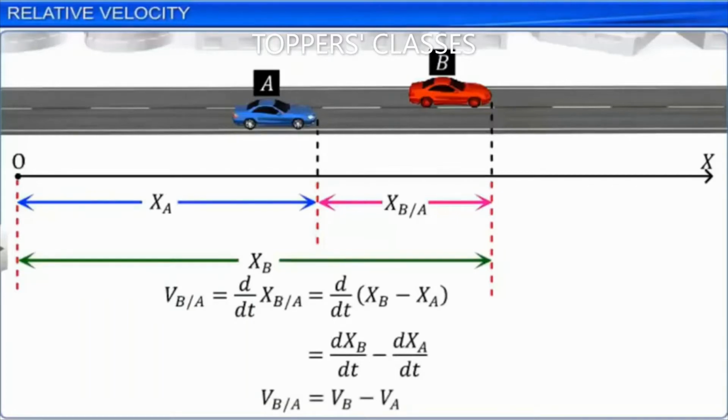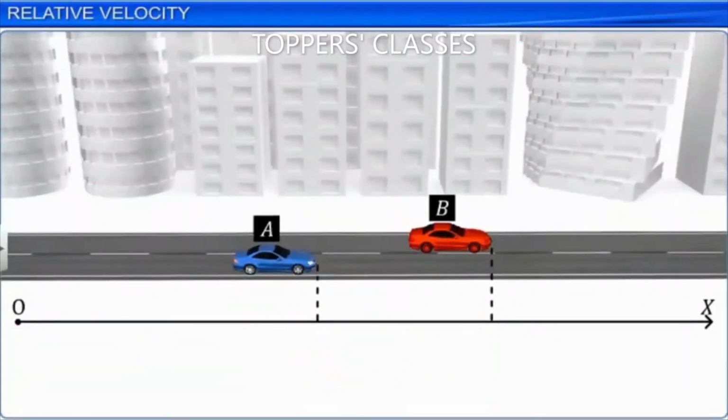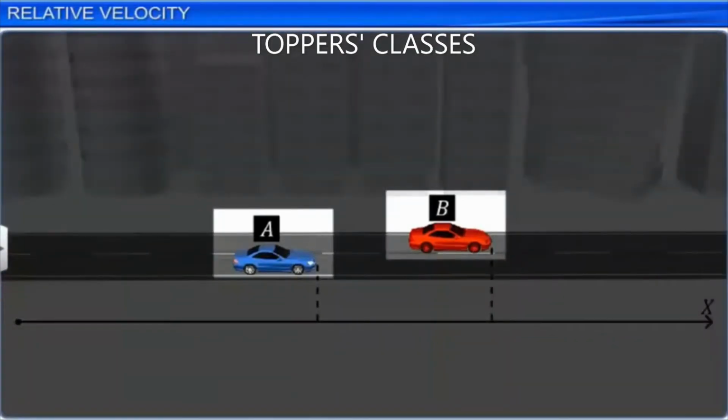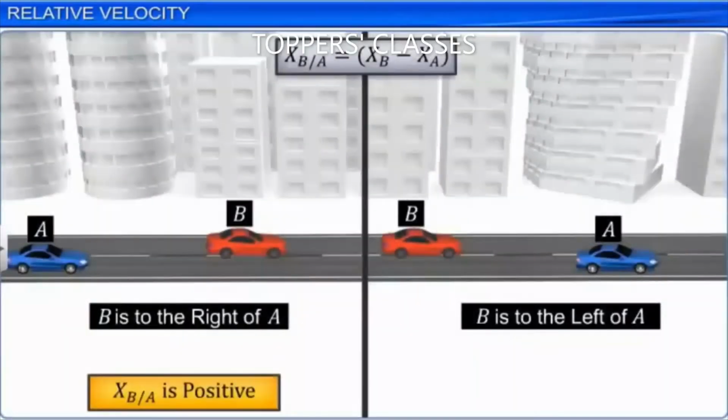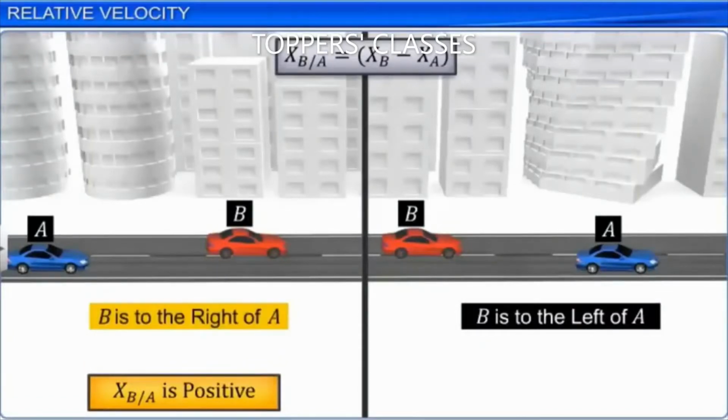Coming to the sign convention, regardless of the position of the origin O with respect to the positions of A and B, a positive sign for x B by A means that B is to the right of A, and a negative sign means that B is to the left of A.